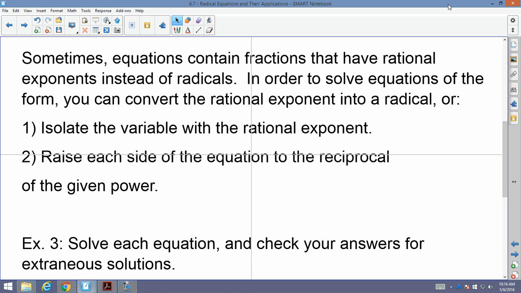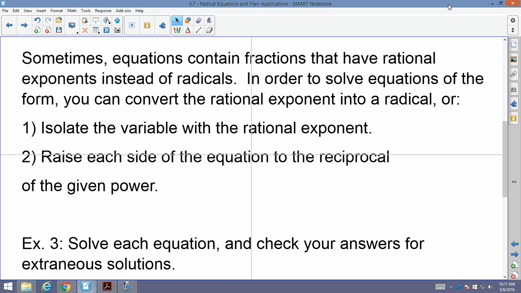Welcome back to Mr. Morrow's Algebra 2 class. Today we're going to continue talking about solving radical equations. And sometimes the equations aren't going to have radicals at all. Sometimes they're going to contain fractions or rational exponents instead of the radicals. But we already know how to convert from a rational exponent into a radical, so it's going to be pretty easy. The steps are pretty much the same.